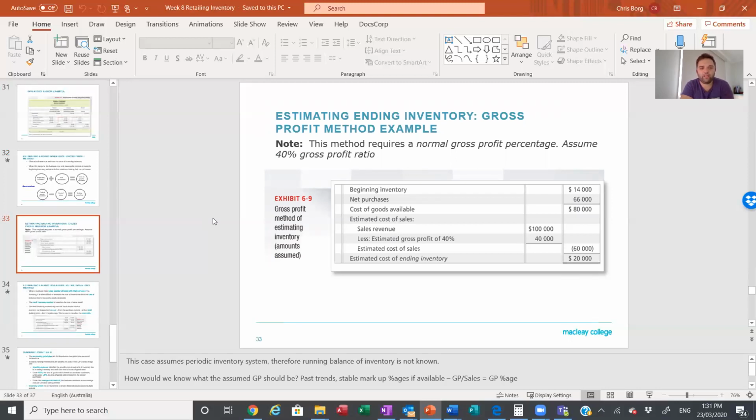Okay, and then this shows how that works in regards to different ways of estimating your ending inventory. So the first way is from your gross profit method example. This method requires a normal gross profit percentage, assuming a 40% gross profit ratio. So when we're estimating our gross profit, we've got our sales revenue, so we're then able to estimate our cost of sales.